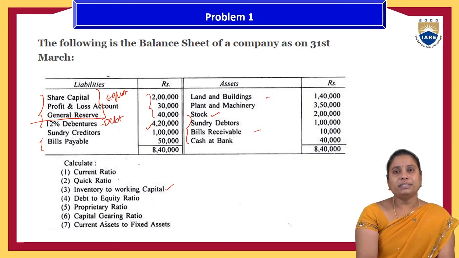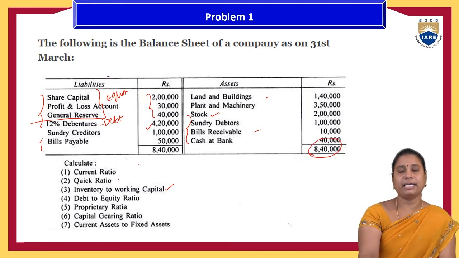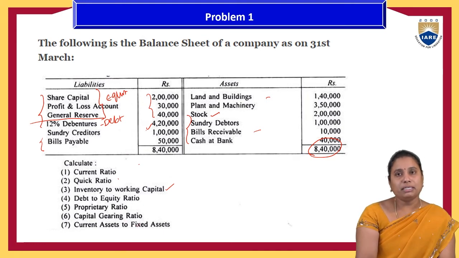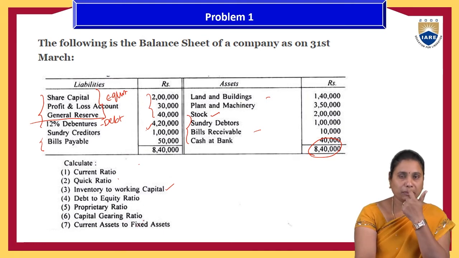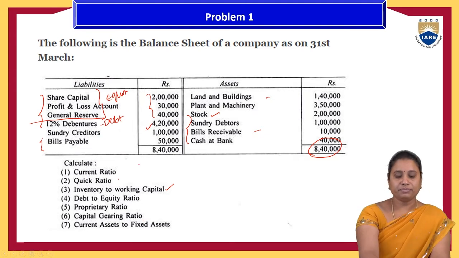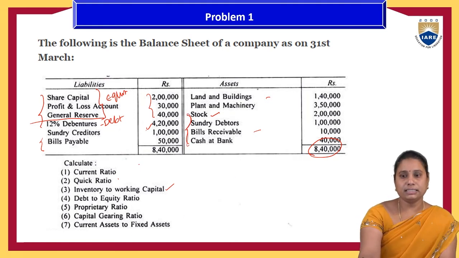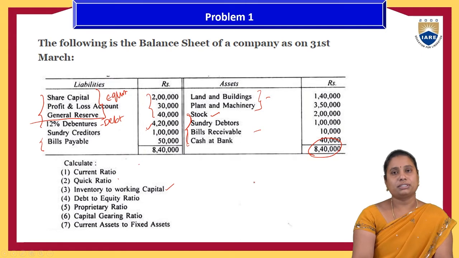And proprietary ratio indicates, out of the total assets, what is the equity shareholders' part, which can be calculated with the help of the proprietary ratio. Same with the capital gearing ratio: out of the share capital, what are the profit levels earned by them. And current assets to fixed assets: the ratio between the current assets and the fixed assets will be called the current assets to fixed assets ratio.